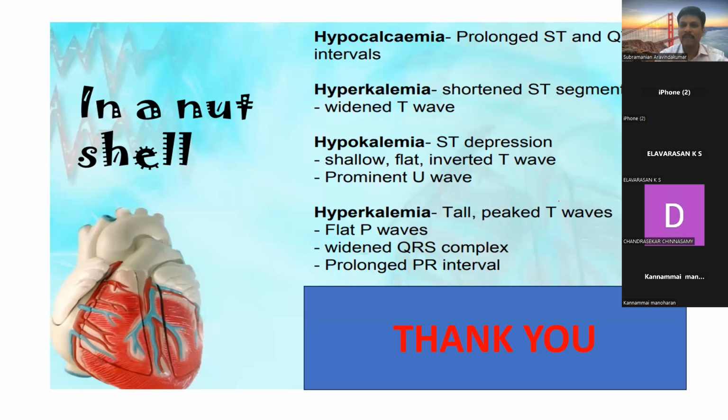And most of the time, you will find electrolyte abnormalities in this background of ECG, and it is easy to diagnose with the ST segment, T wave and QT interval. You can always diagnose most of the electrolyte abnormalities, and hyperkalemia is the most dangerous of all. And hypocalcemia is also dangerous when it leads to VT and VF.